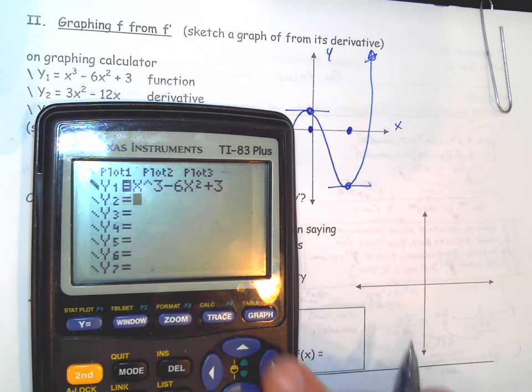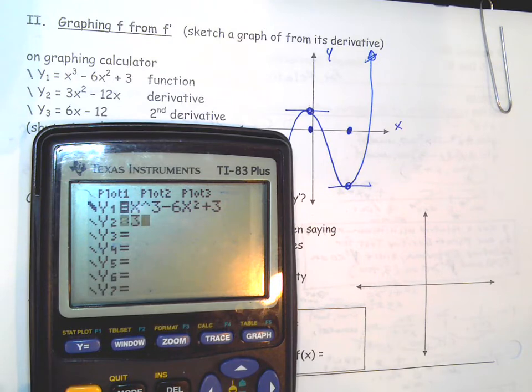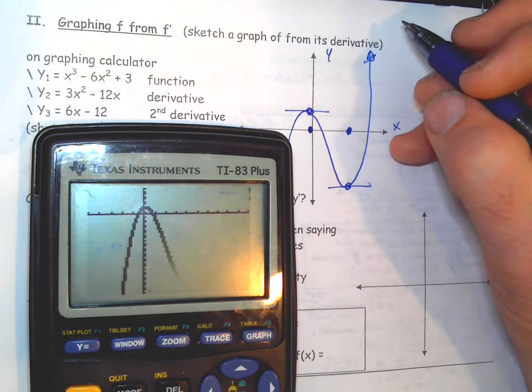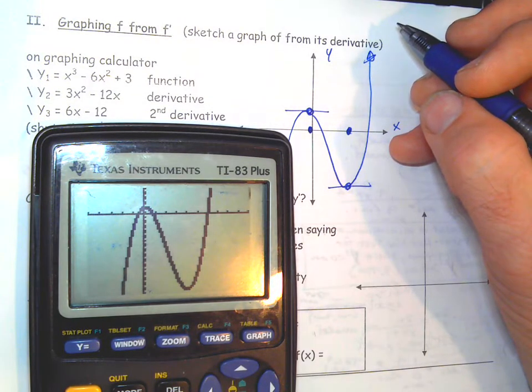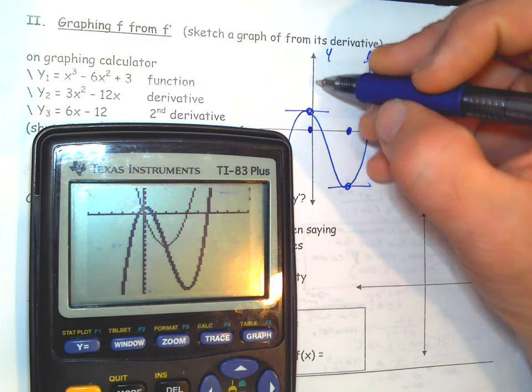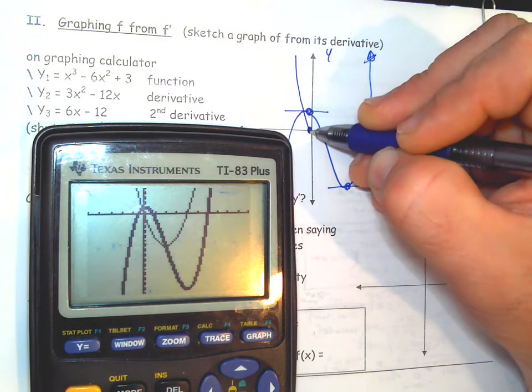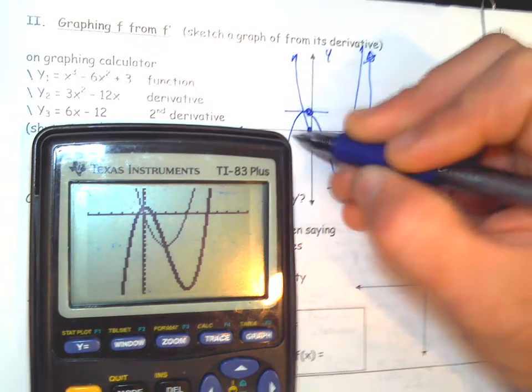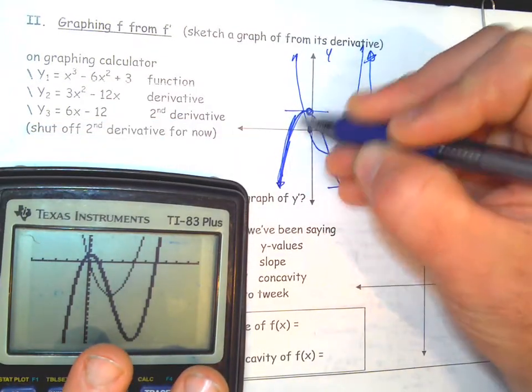So it kind of stands out. And then 3x squared minus 12x. And we could graph it. So here's the first graph. And then here's a parabola that gets graphed. So sure enough, it goes through here. And it goes kind of like this. So this is the original graph.